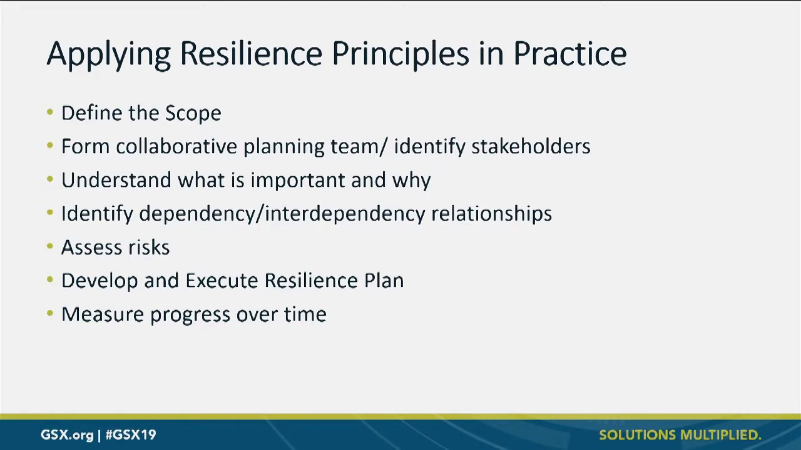operations. It's important to form a collaborative planning team, so this includes a core group of people who are going to do the work of putting together a resilience plan. It's also important to bring in the stakeholders who have a role to play in resilience, and you'll see some examples of this later. You have to know what's important and why is it important, and actually, who is it important to? What are the dependency and interdependency relationships that exist?